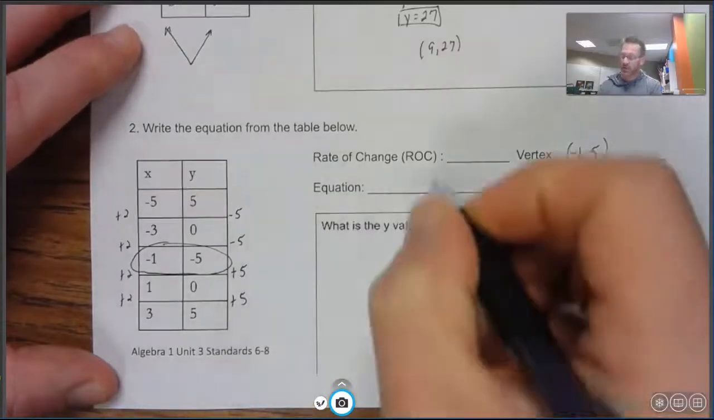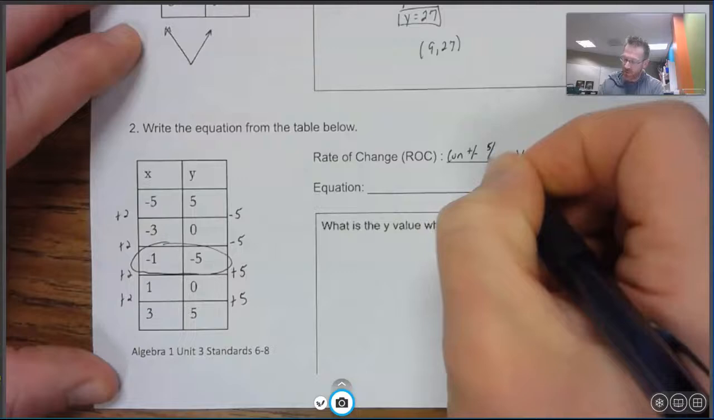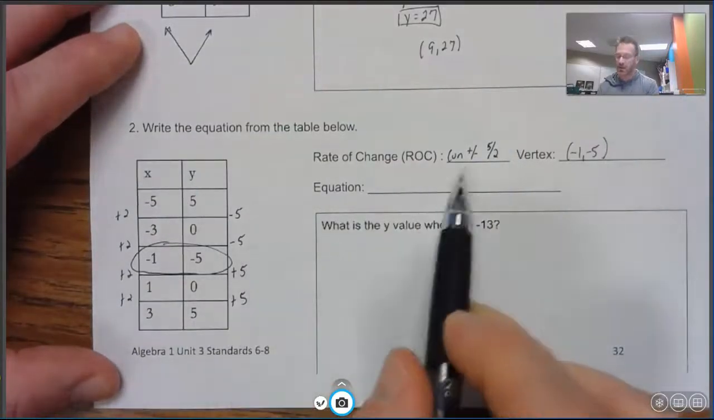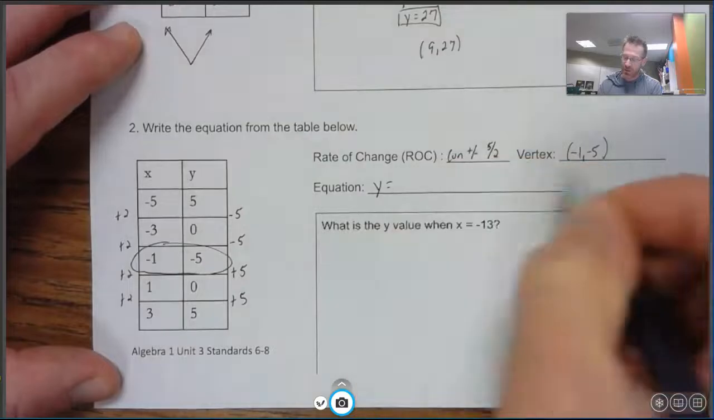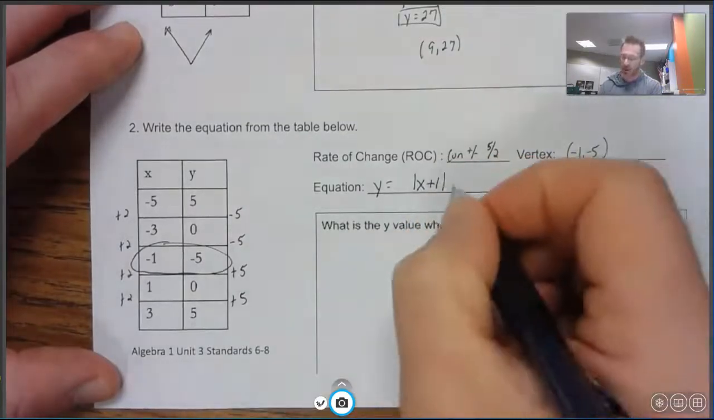So we can see that we have this constant rate of change, plus or minus 5 over 2, which means it is an absolute value function. Now, once again, when I write my equation, I know the vertex, so x minus -1 becomes a +1, and then the -5.